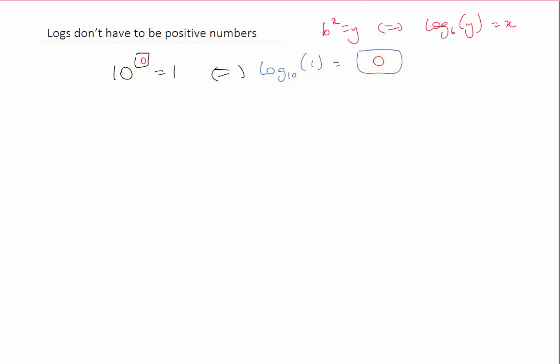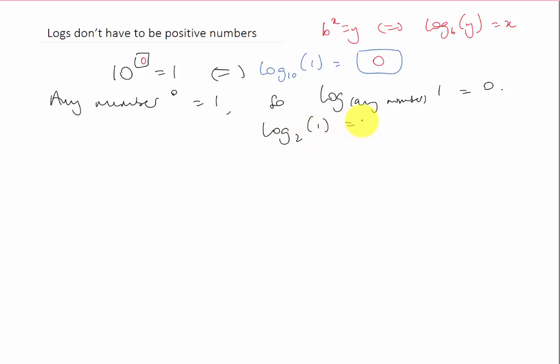So any number to the power 0 is 1. So log of any base of 1 is equal to 0. So same thing for log in base 2 of 1 is equal to 2. Sorry, is equal to 0, silly me. Because 2 to the power 0 equals 1, etc. So there's the first thing you have to remember.